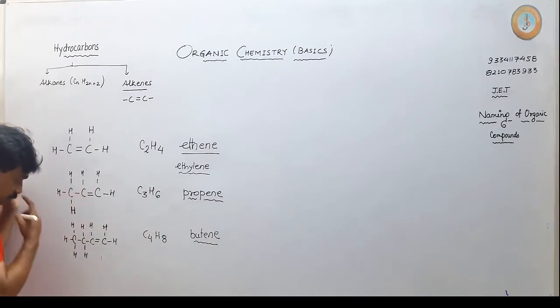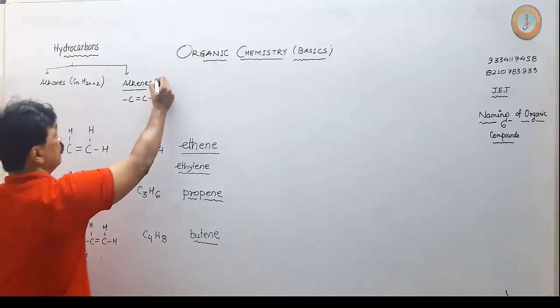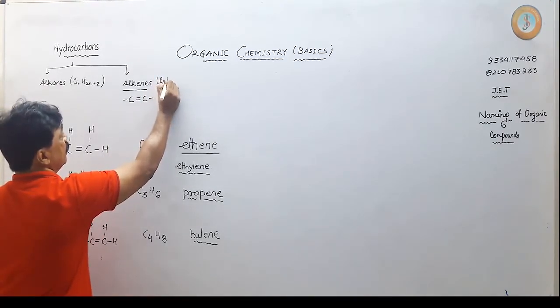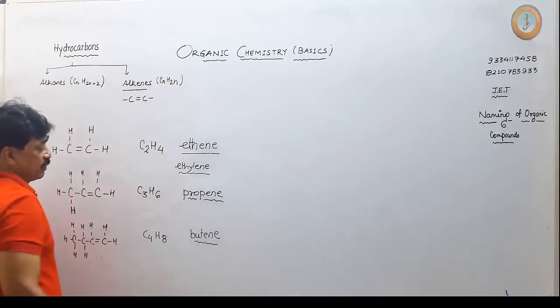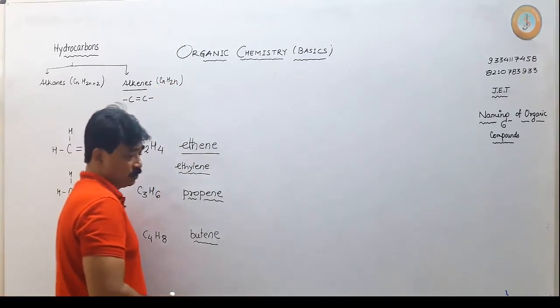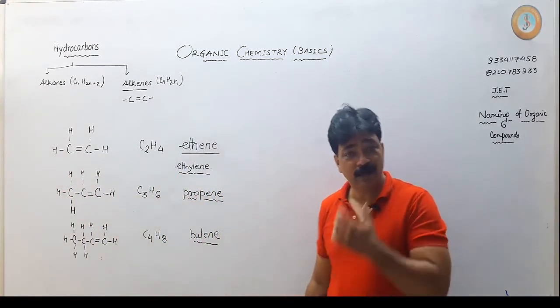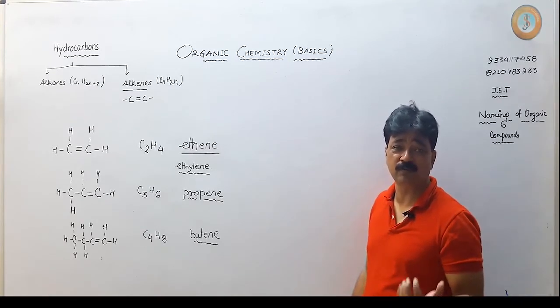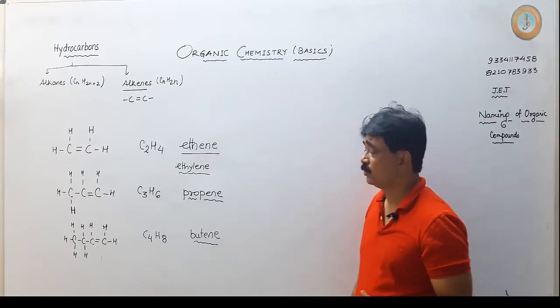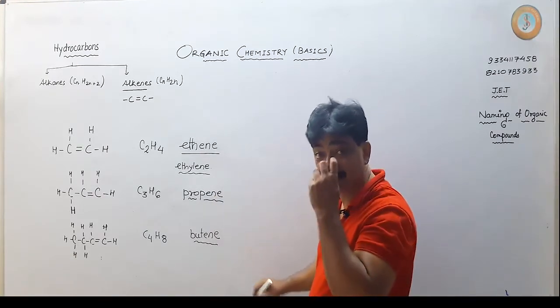So let us count, 1, 2, 3, 4 carbons, 1, 2, 3, 4, 5, 6, 7, 8 hydrogens. So in alkene the general formula will be CnH2n. So for 5, 6, 7, since 5 means pentane, then pentene will be the alkene. 6 is hex, so hexene will be the alkene for 6 carbon atoms, and so on. So later on you can complete this sequence till decene.